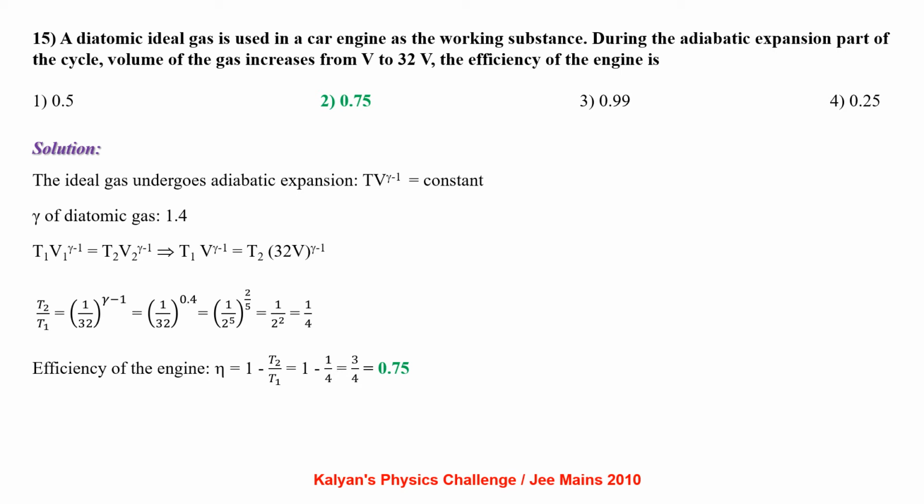Now applying the formula for two cases, T1 V1 power gamma minus 1 equal to T2 V2 power gamma minus 1. From there we get T2 by T1 equal to 1 by 32 whole power gamma minus 1. That comes out to be 1 by 4. So the efficiency of the engine equal to 1 minus T2 by T1, that is 1 minus 1 by 4. That comes out to be 3 by 4 or 0.75. In percentage, it is 75%.